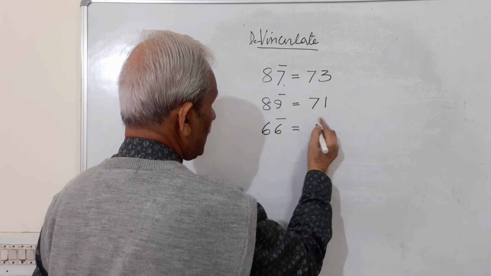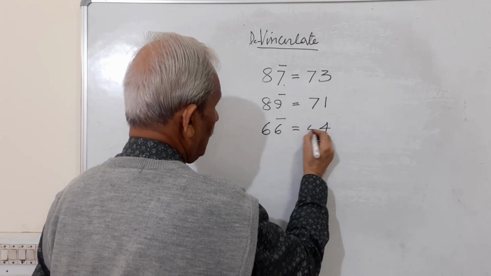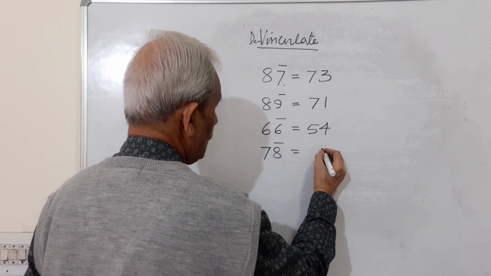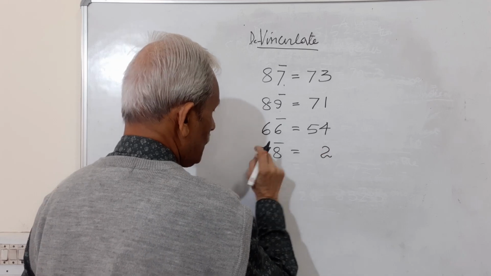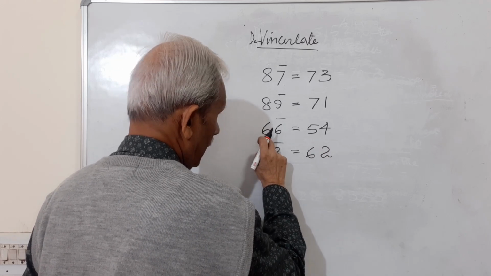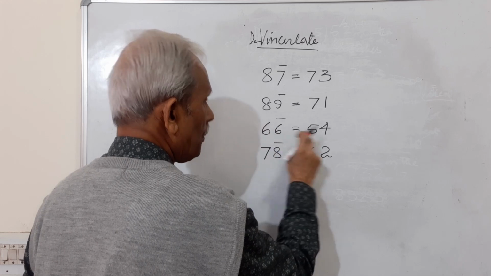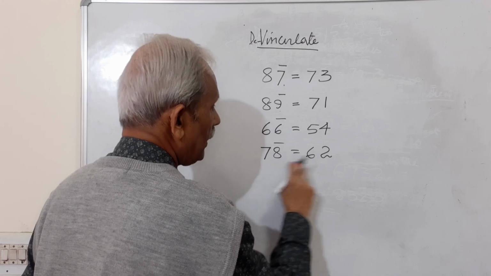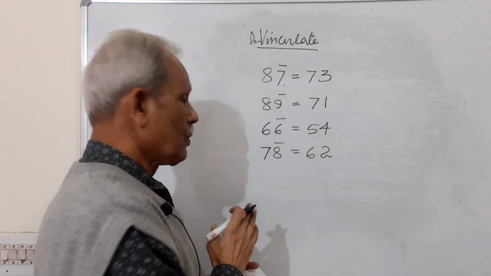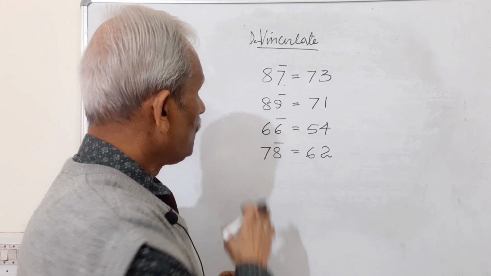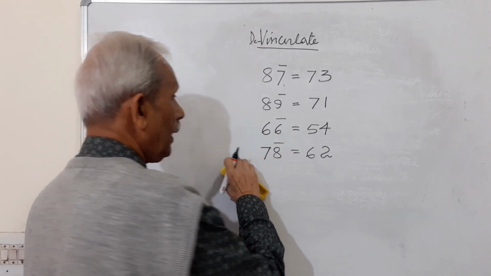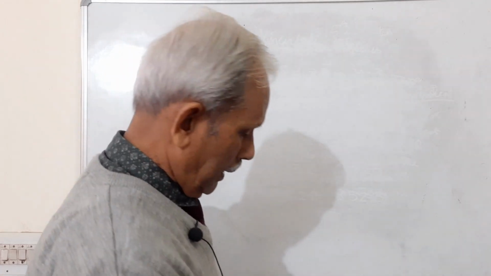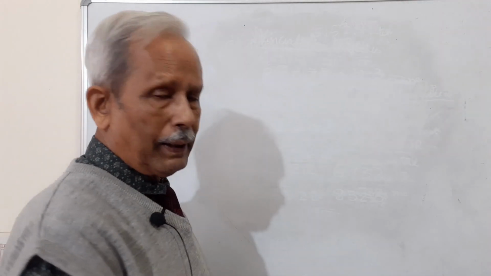66 bar is equal to 10 minus 6 is 4, reduce this by 1, 54. And 78 bar: subtract 8 from 10, we get 2, reduce this 7 to 6. Here 60 minus 6 is 54, 70 minus 8 is 62. So I think you have understood it, right? So you have recapitulated how to vinculate a number and how to devinculate a number. Now let us see how we apply it in applications.